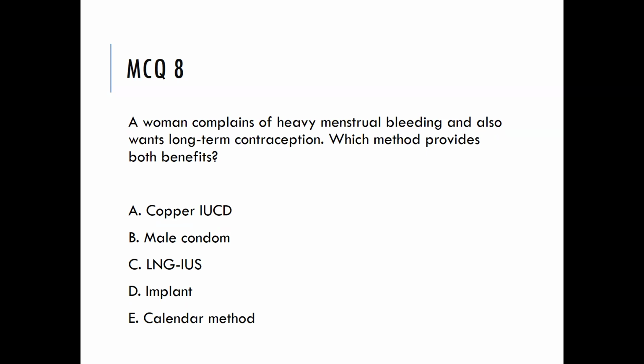B. As she is having heavy menstrual bleeding as well and wants a long-term contraception, levonorgestrel IUCD is the right choice in this case, because it's a hormonal method and it will control the heavy menstrual bleeding as well.